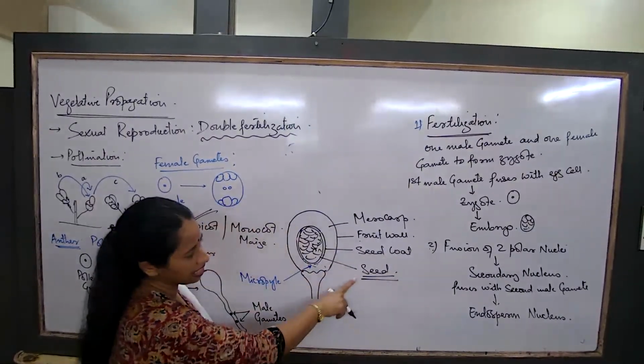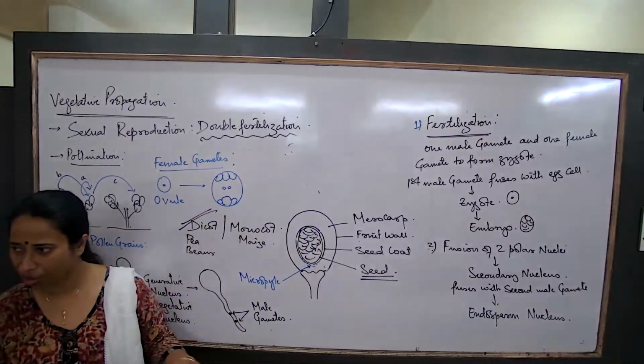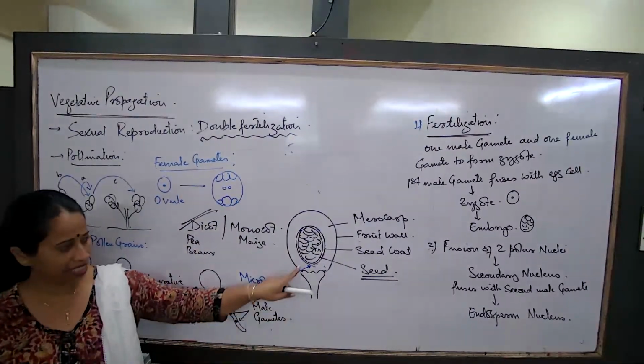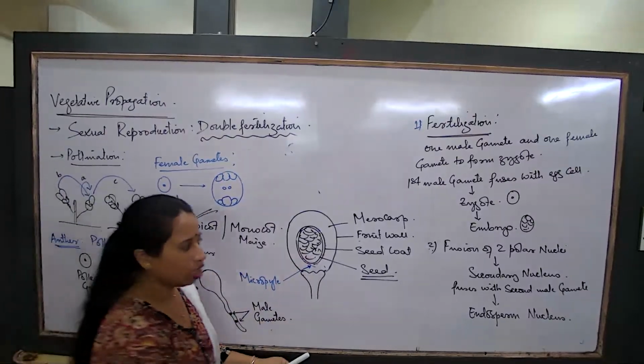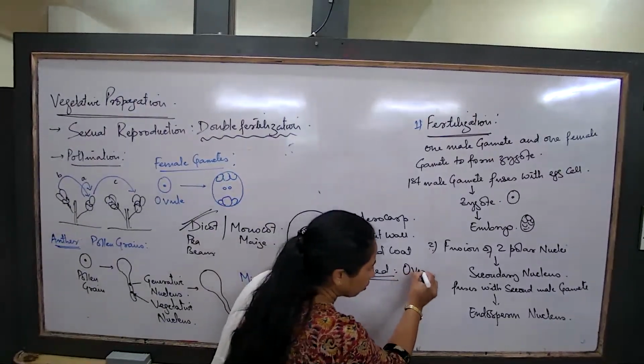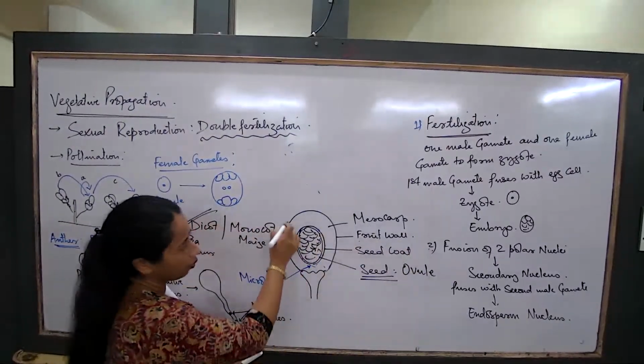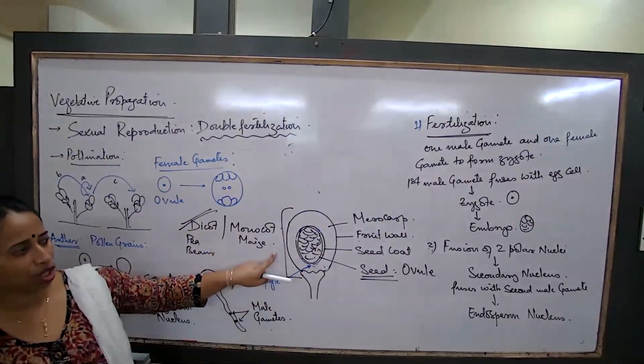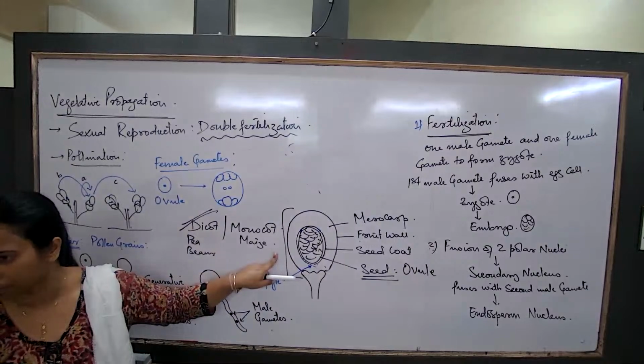Now tell me, this seed, is it the ovule part which got transformed into the seed? It is the ovule, that was the ovule inside. So which part got transformed into the seed? The ovule. And what about this entire region? This was the ovary, and this entire ovary got developed into the fruit.